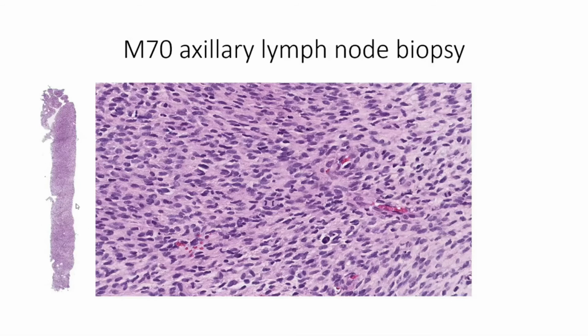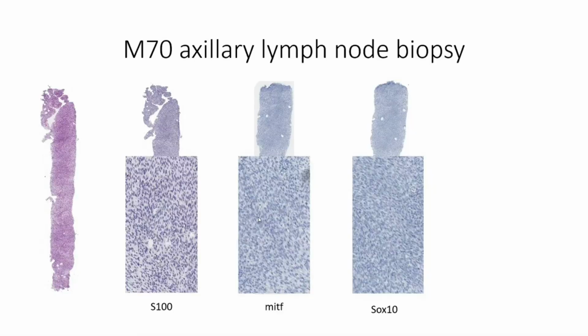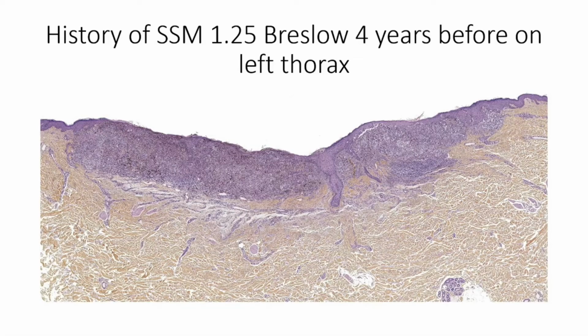We'll illustrate this with a core biopsy performed on an axillary lymph node in a 70-year-old man. The core biopsy was fully tumoral with unpigmented spindled cells. The patient had a history of melanoma, so there was an initial panel that was negative for S100, MITF, and SOX10. Here's the H&E of the melanoma that occurred 4 years before in the same area as the lymph node.